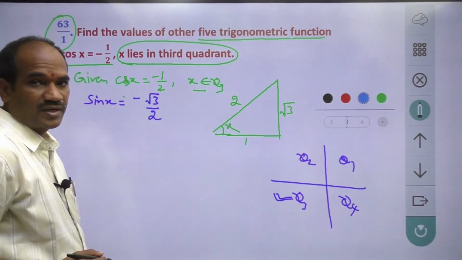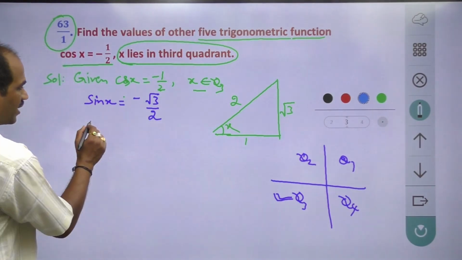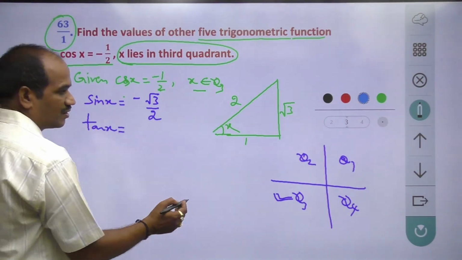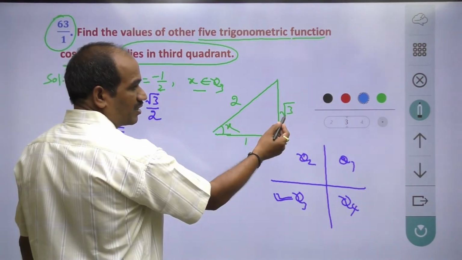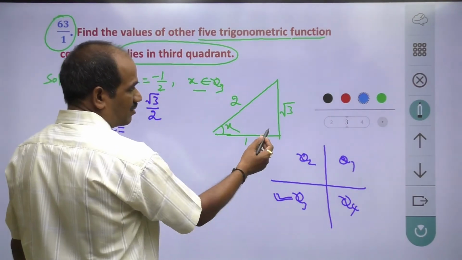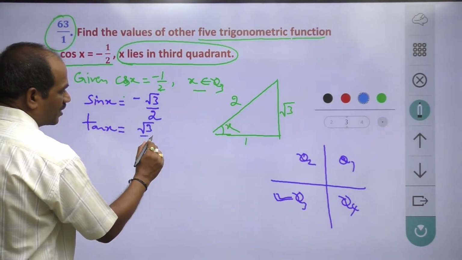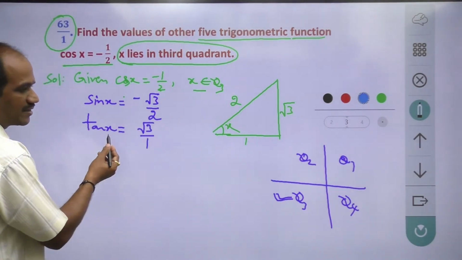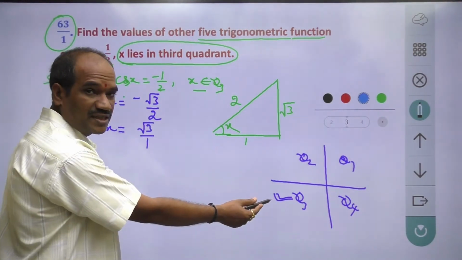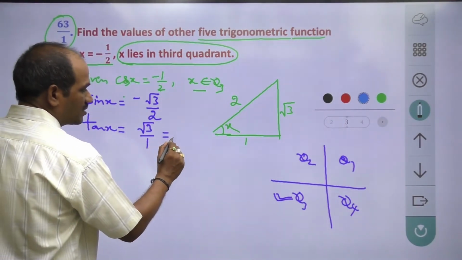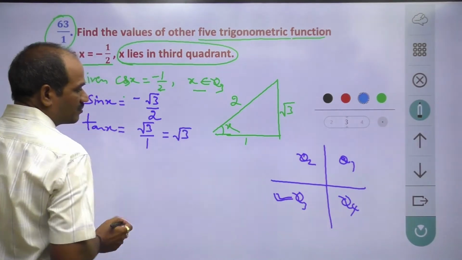Okay, next tan x. Here tan of x is equal to opposite side by adjacent side. The opposite side value is root 3 and the adjacent side is 1, so that is root of 3 by 1. Here x lies in the third quadrant, and tan x is positive, so take plus. So the total value root 3 by 1 is equal to root of 3.